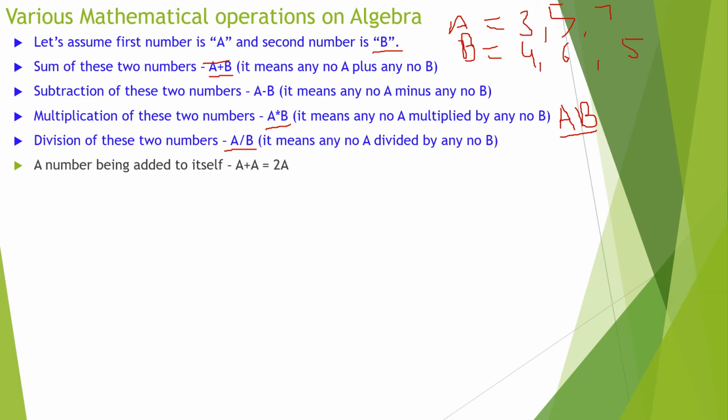But let's say we have 3A plus B. Can we say 4AB? No, right? We cannot add different symbols together. So the expression will be 3A plus B only. But if we have the same symbol, then the constant values we can add.